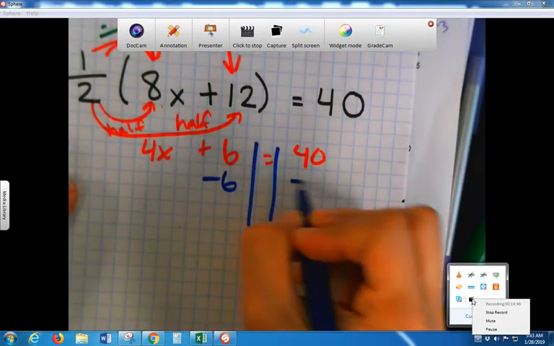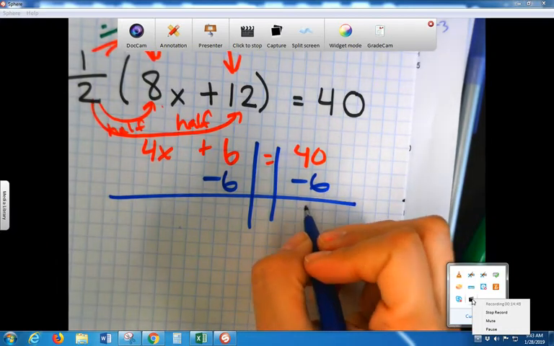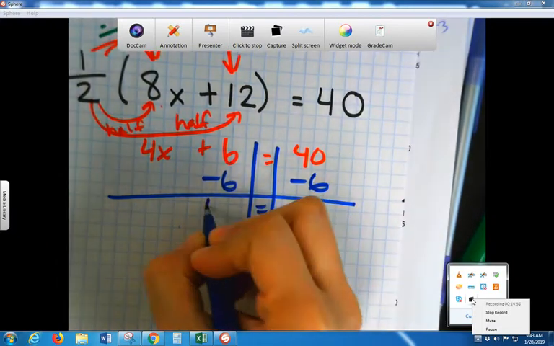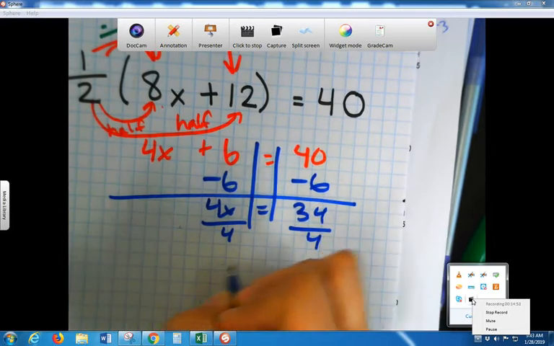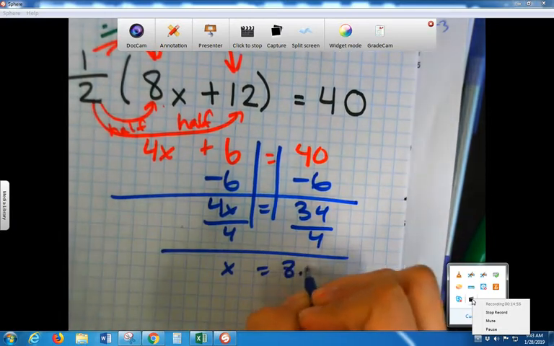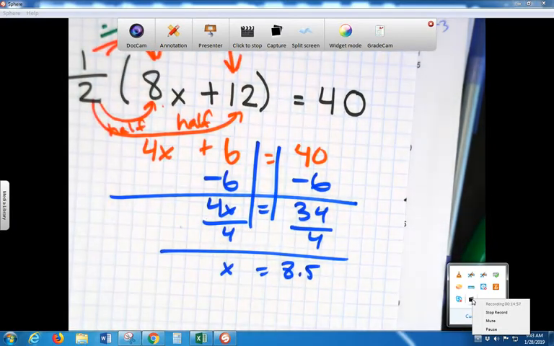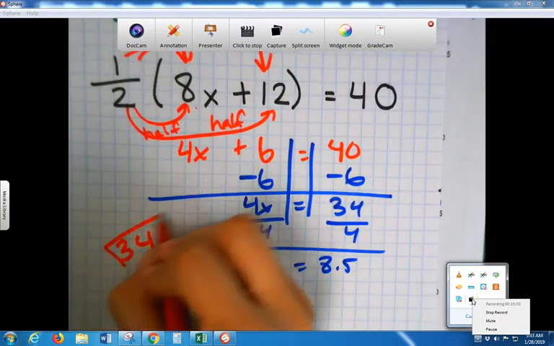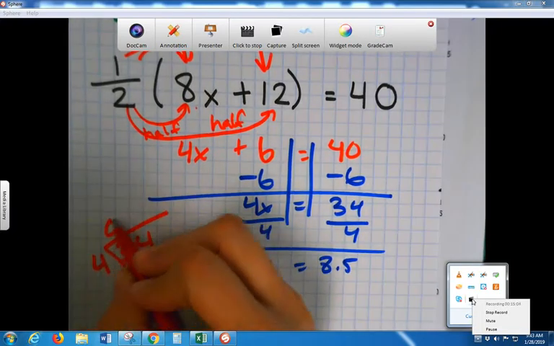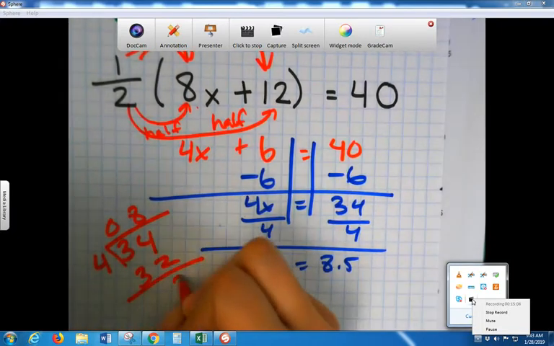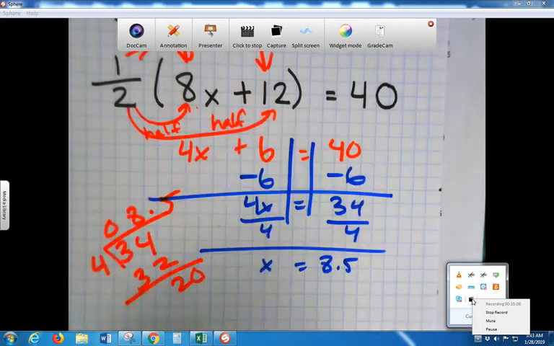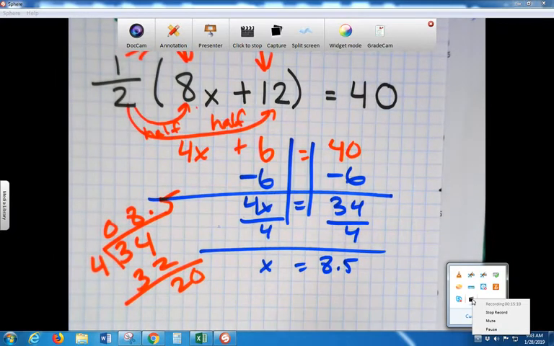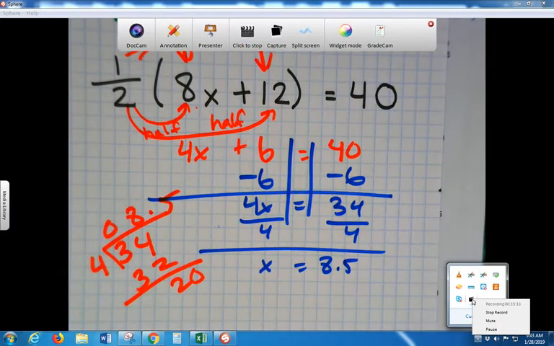Minus 6, minus 6. 34. Oopsie. 8.5. Nice. I love how you did the decimal. Good job. 8.5. How do they get that? Let me show my work for the video. Divide it by 4. That's 0. 8 gives you 32. Remainder 2. Decimal 0. 8.5. Good job. I love how you guys went to the decimal. Perfect. All right. We good? Yeah. Okay.